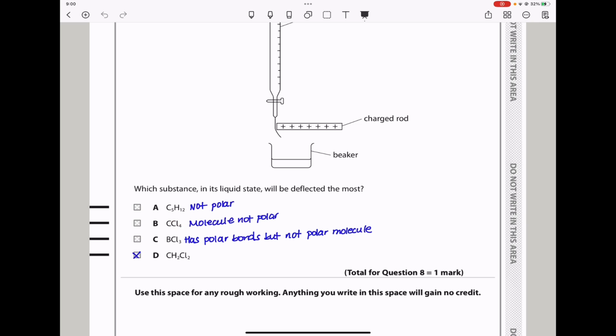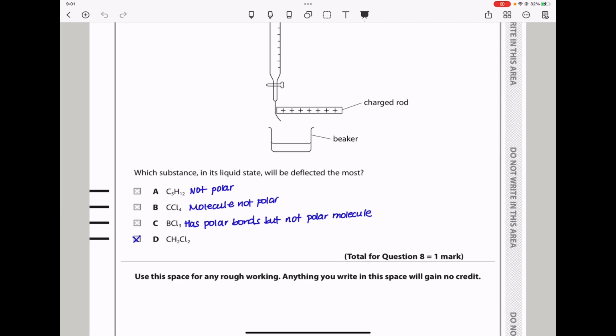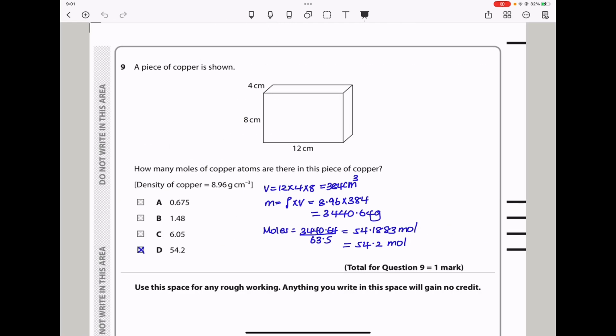This one here is not going to be a polar molecule. The bonds could be polar, but the molecule is not going to be polar. In here as well, the bonds are polar, the molecule is not. The only polar molecule is this one here. So this is the only one that is going to be deflected the most, and therefore the answer should be D.